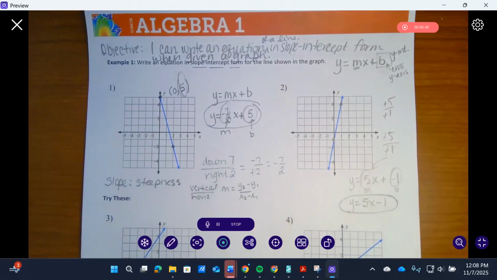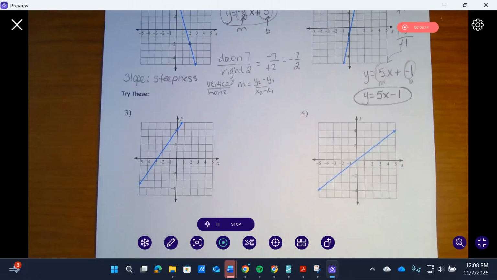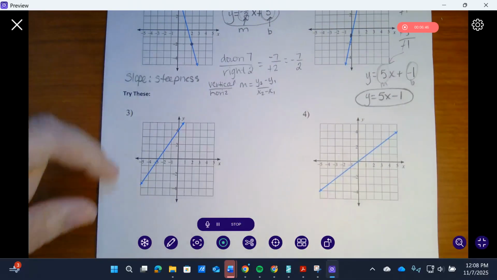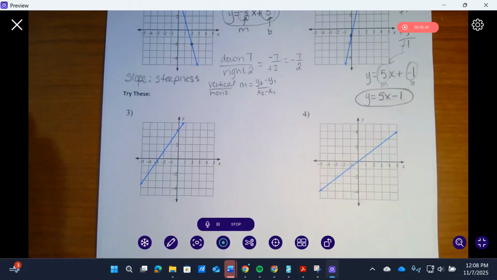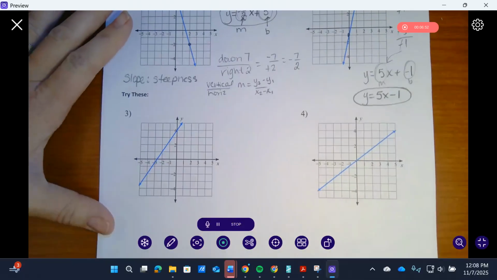Okay, so you have a couple of examples there that I did for you. Go ahead and pause the video, and if you get stuck, you can always start playing the video again. But go ahead and pause the video, try these two on your own, see how you do, and then you can come back and check your answers on the video.